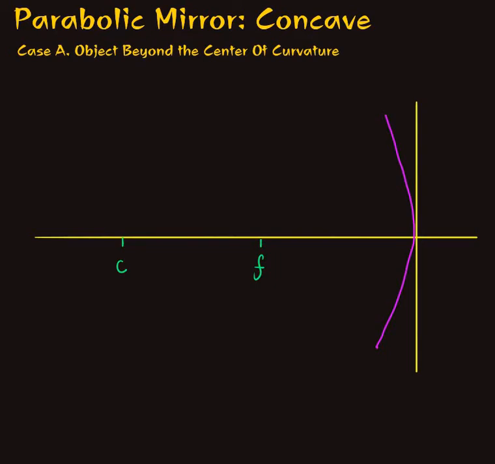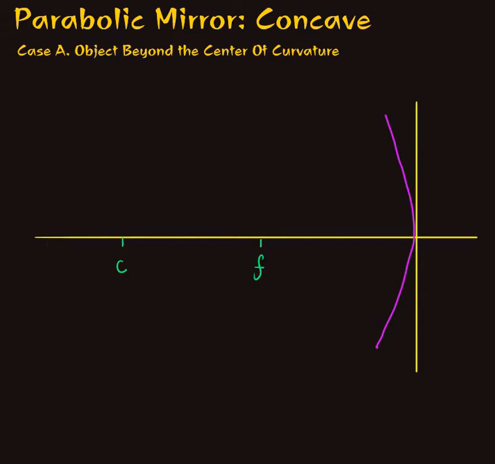Now we're going to work with ray tracing and parabolic mirrors. Let's assume that this purple line here, a little bit curved, is actually a parabolic mirror. Before we start solving this case in particular, let's look at some stuff that we all need to know.